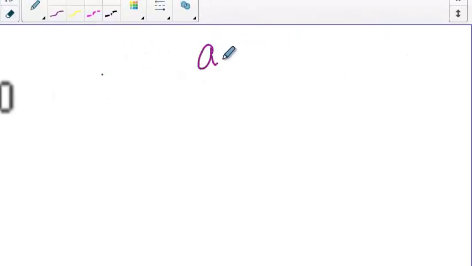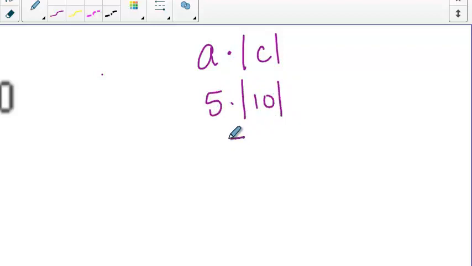A times the absolute value of C. Okay? So what's A in this case? 5 times the absolute value of 10, which is just going to give me 50. So I need to do what with 50?